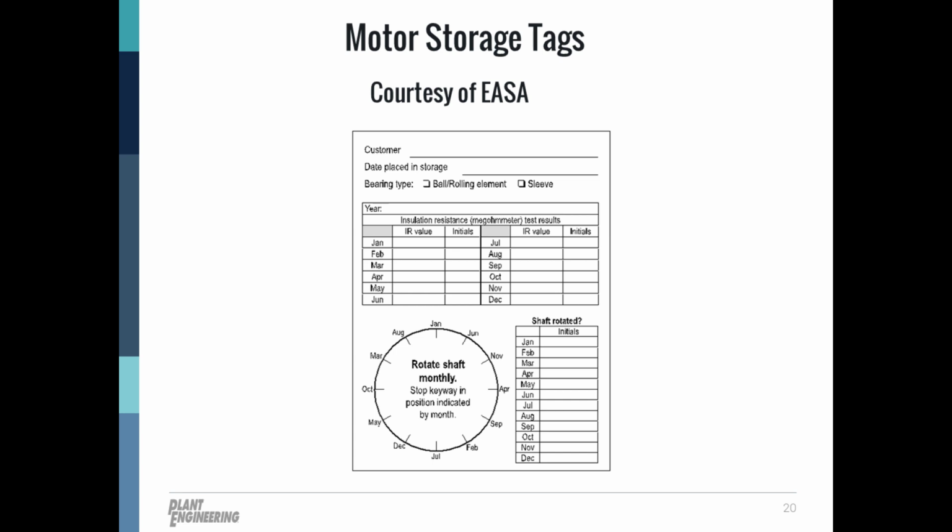And first you'll see that we're documenting when the motor was put into storage, which will lead into documenting monthly what our IR or insulation resistance value is. This can easily be captured with a handheld megohmmeter at the motor leads. This will help us trend if there is any type of insulation breakdown being created from moisture or contamination.